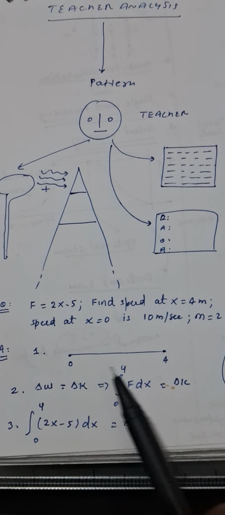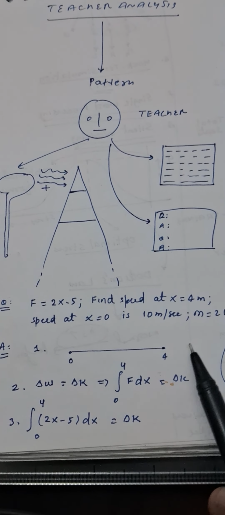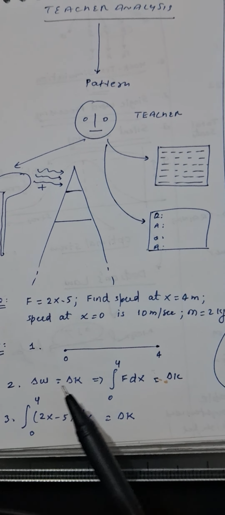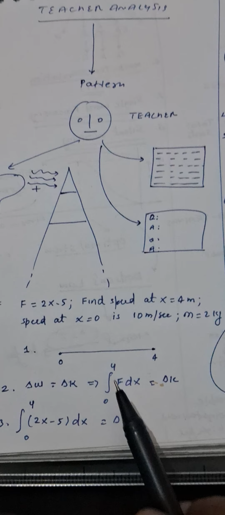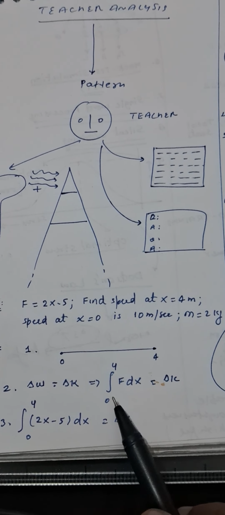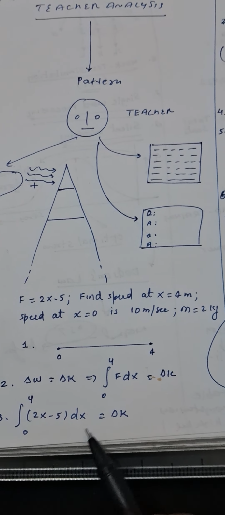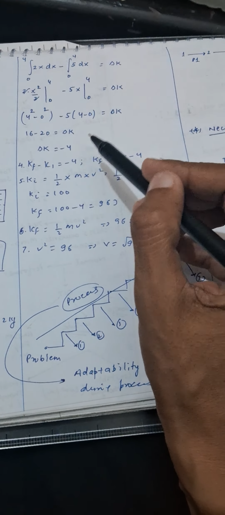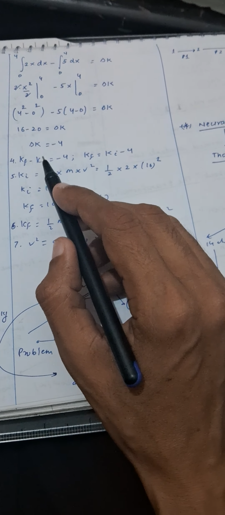So let's begin stepwise. Step one: you draw the coordinates x equal to 0 and x equal to 4. Second, work done is equal to change in kinetic energy, which is called the work energy principle. So from here we can say that work done is the integration of F dx, limits 0 to 4, which is delta K. Third task is to calculate this integration. Fourth, this integration will be equal to minus 4 after calculating this.